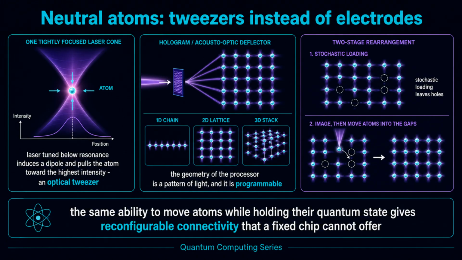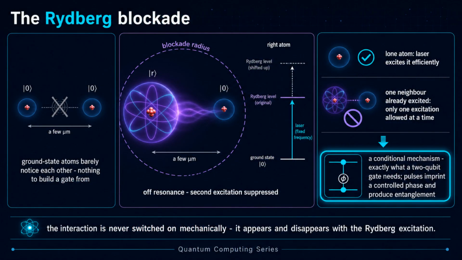Loading is random and leaves holes, so we image the array and use a movable tweezer to carry atoms into the gaps. Weak interaction is a blessing for storage and a problem for computing. Two ground state atoms a few micrometers apart barely notice each other, so there is nothing to build a gate from. The solution is to switch the interaction on only when we want it, by promoting an atom to a Rydberg state, where the outermost electron orbits far from the nucleus.